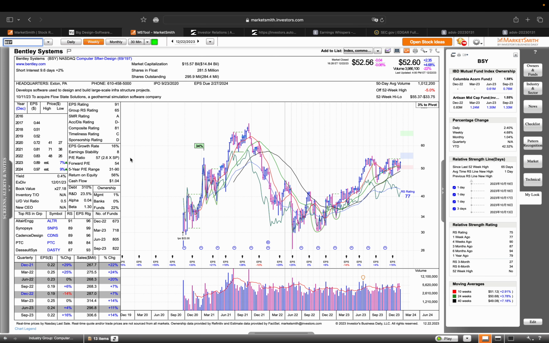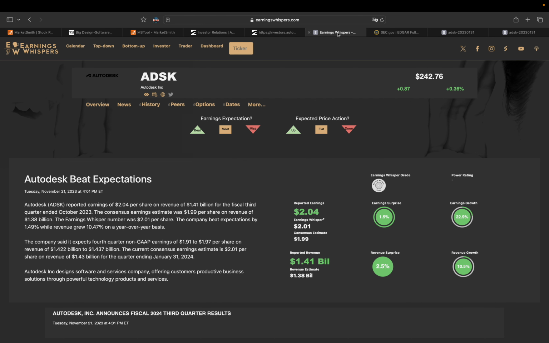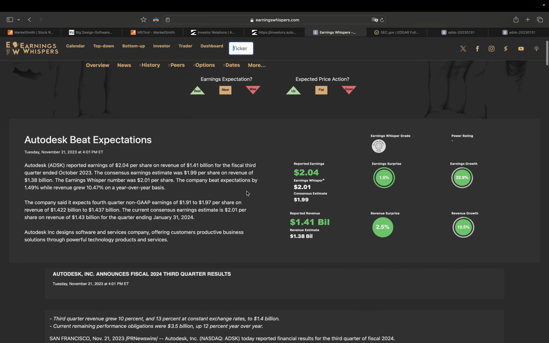Yeah, and sometimes I go to the Earnings Whisper page. I just search ADSK and bring up this page, and I check the result of the last earnings, and all the numbers look good. 2.04 per share and 1.41 billion. And the consensus is 1.99, so beat. 1.38, so it's a beat.